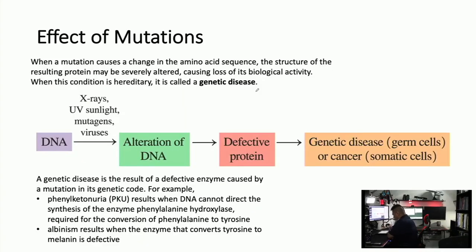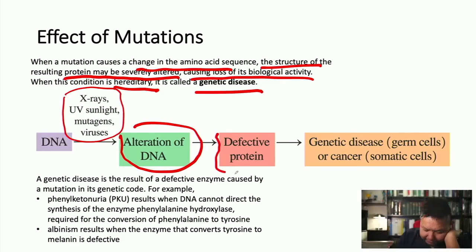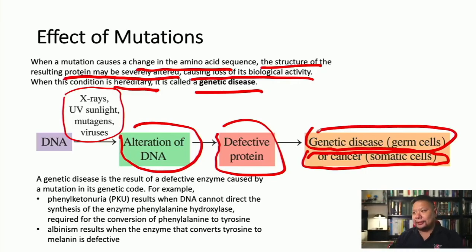So, what are some of the effects of mutations, right? I alluded to most of this already in the previous slides, but a change in the amino acid sequence can change the structure of the protein, severely altering it, and causes loss of biological activity, right? When this condition is hereditary, it's called a genetic disease, but the single mutation from X-rays, mutagens, UV light, and viruses can cause the alteration of DNA, making a defective protein, and you'll get cancer if it's affecting somatic cells, right? And it becomes a genetic disease if it affects germ cells or sex cells, right? Eggs or sperm.